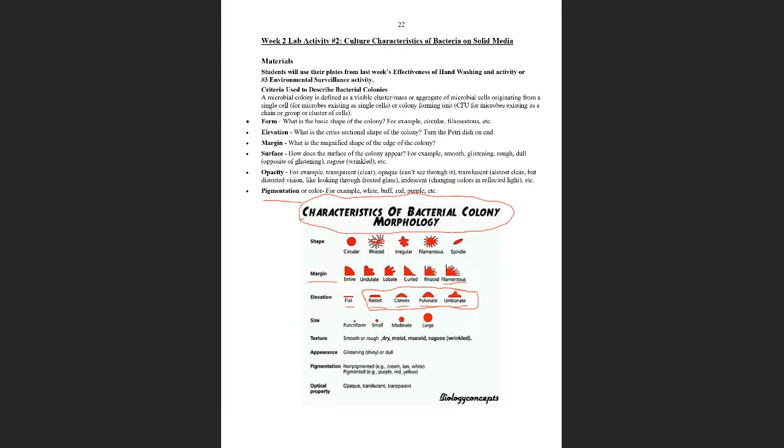Size: punctiform means like a needle point. Like you took the back of a needle and just touched the surface of the agar. So they call it needle point or punctiform. Small, moderate, large. Texture could be smooth or rough, dry or moist, mucus-like or wrinkled. Appearance could be glistening or dull. Pigmentation will depend on color: white, cream, tan, purple, red, yellow, whatever the color would be. And optical means, is it opaque or is it see-through?